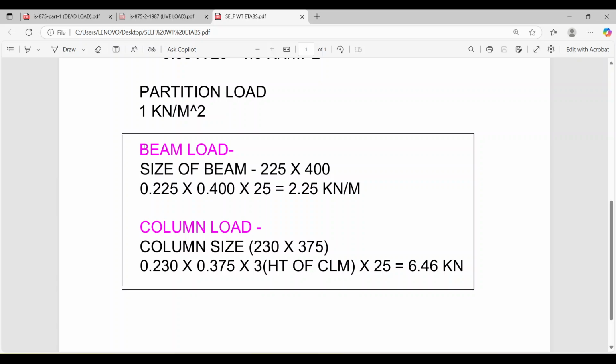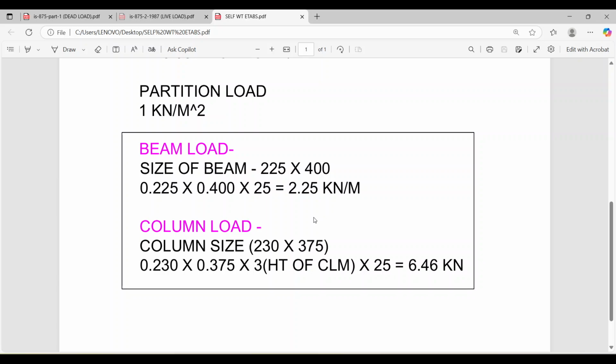And if you want to calculate the beam load, what is the self weight of the beam? So you can calculate that if you have the beam size. Just consider it in meters, 0.225 into 0.400 into 25. 25 is nothing but the unit weight of the RCC. Okay, and after the calculations you will get 2.25 kilonewton per meter load for the beam.